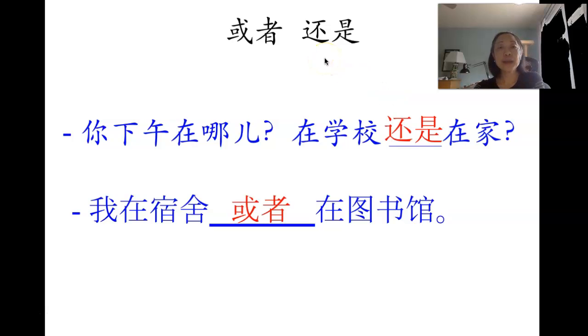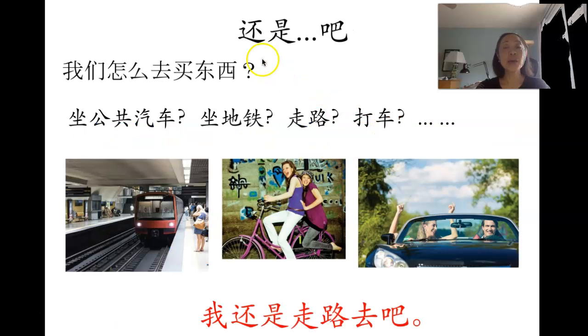Now, we also compared the 2 words 或者 and 还是, both mean or. What is the difference? 好, now review this part of my lecture. So basically, 还是 you use in a question, or 或者 you use in an affirmative sentence. Okay. We also learned when you're giving several choices, several options, you can choose one by using 还是什么什么吧. Okay, 还是走路去吧.